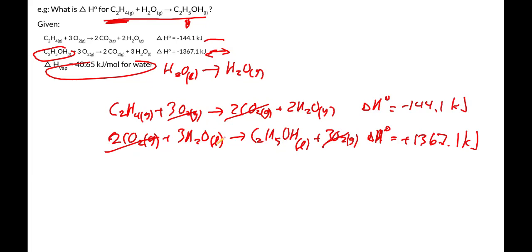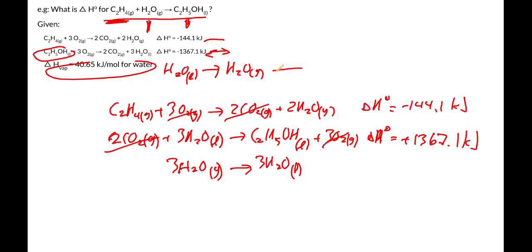So what I want to have in the overall reaction is I want to have 1 mole of gaseous water on the left-hand side. So what I'm going to do is put 3 moles of H2O in the liquid state on the right-hand side of the arrow so it will cancel with these 3 moles. And I'm going to put 3 moles of H2O gas on the left-hand side.